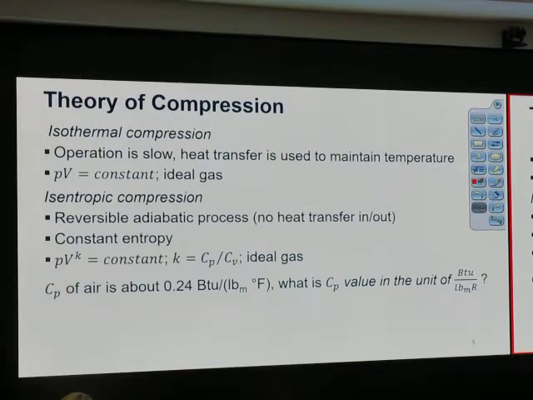Okay. Next is Benjamin Shipley. Benjamin, what is the Cp value in the unit of BTU per pound per Rankine? It's the same. Very good.